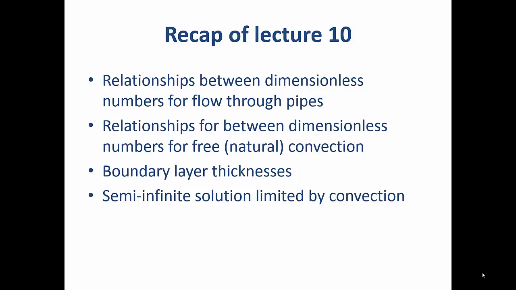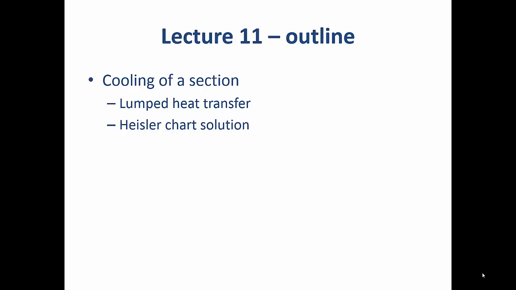In the last lecture I looked at relationships between dimensionless numbers for flow through pipes and free convection, and of course these were ways of allowing us to calculate the convective heat transfer coefficient h. I also looked at boundary layer thicknesses, and then I finished this session by looking at the semi-infinite solution limited by convection.